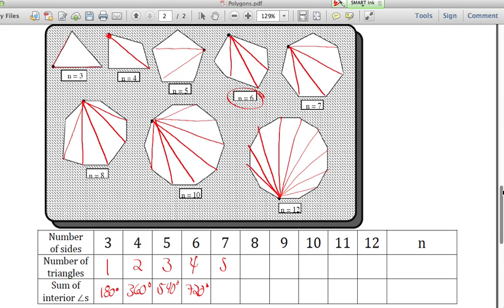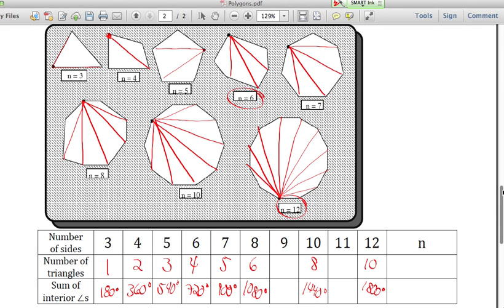Moving on, when n is 7, that means I have 5 triangles, or a total of 900. Moving on to when n equals 8, that means I have 6 triangles, or a total of 1,080 degrees. When n is 9, we don't have an example, but we do have an example when n is 10. That means I have 8 triangles in there, and so I have 1,440 degrees in there. And then the last one we have is when n is 12, that means I have 12 sides and 10 triangles in there. That one, the multiplication I can do in my head, 1,800 degrees.